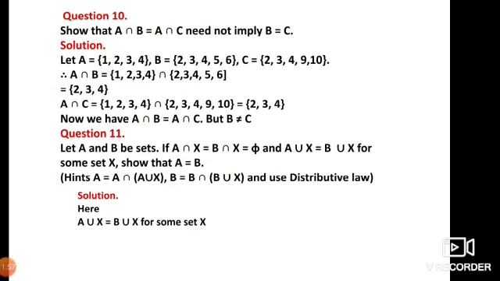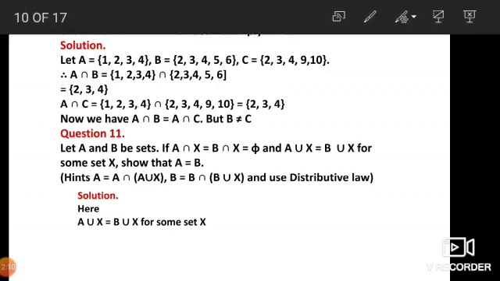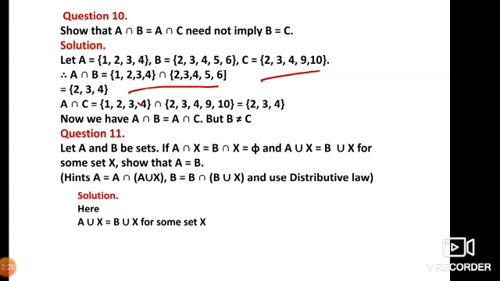Now, show that A intersection B equal to A intersection C need not imply B equal to C. See, wherever the condition is "need not imply", for questions like that you can prove it by using an example also. So let A is equal to 1, 2, 3, 4, B equal to 2, 3, 4, 5, 6. See, these examples you can take on your own. You take the example such that A intersection B equal to A intersection C and B not equal to C. Now, question number 11.